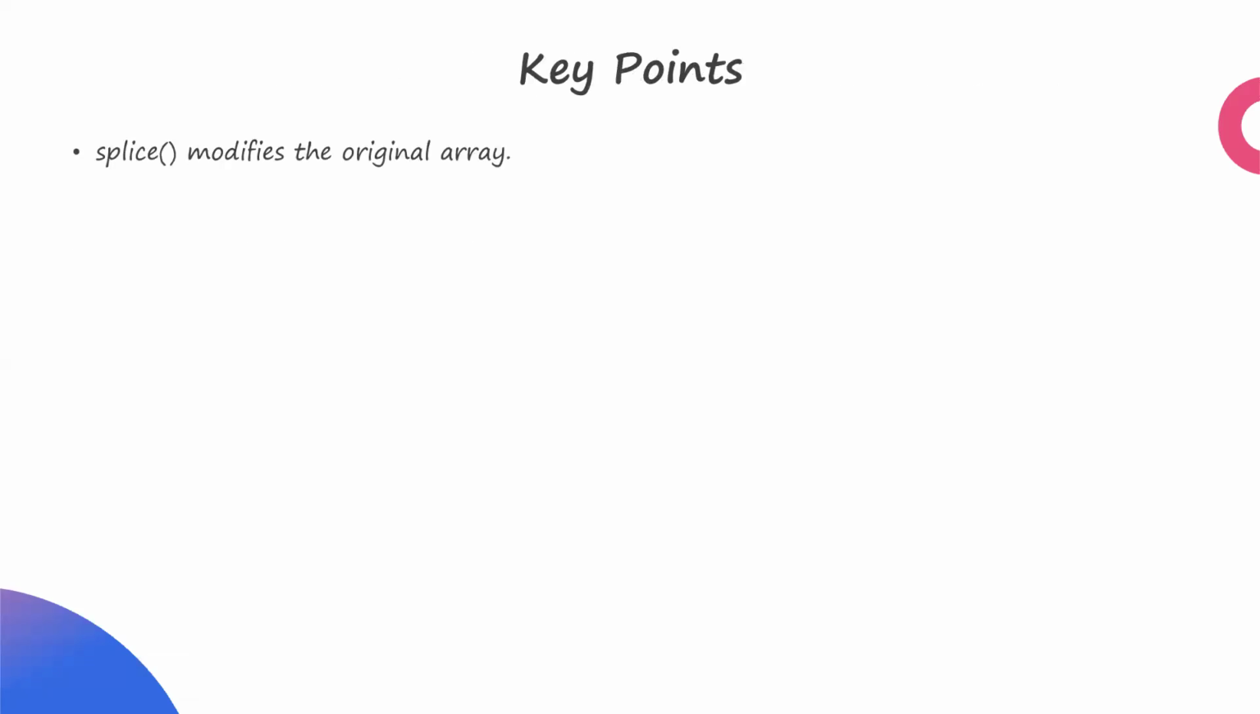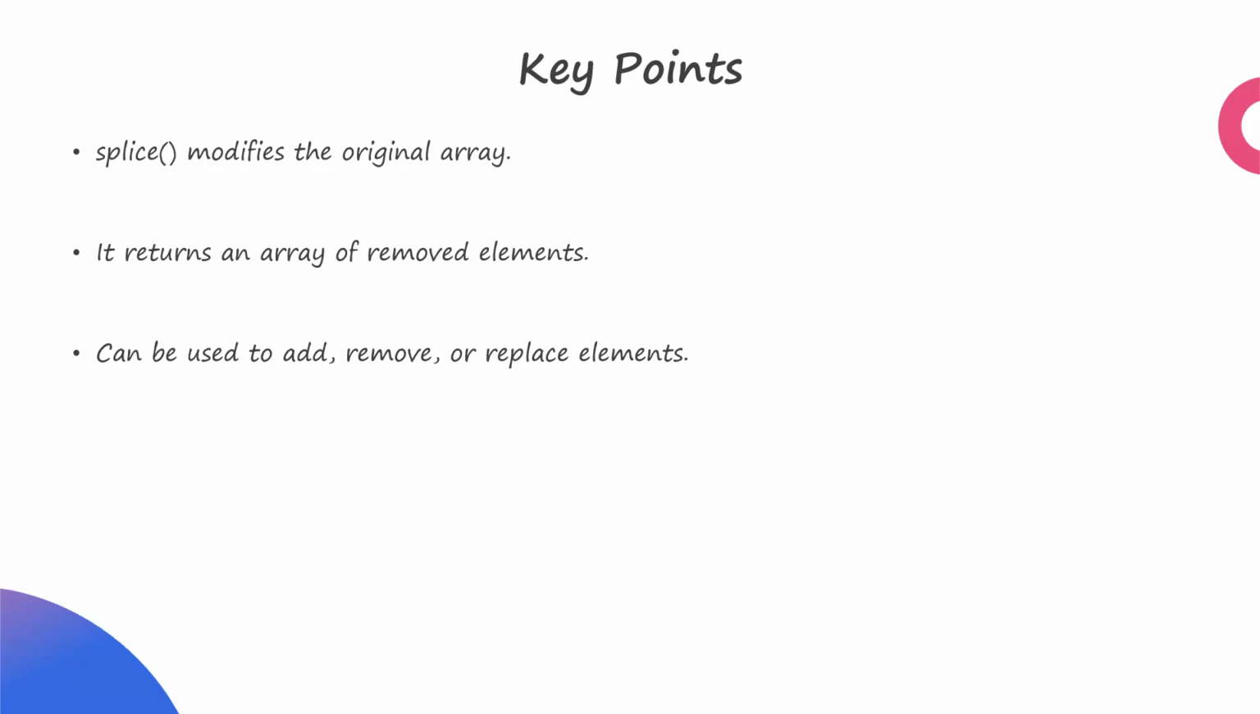So key points to note: splice modifies the original array. It returns an array of removed elements. But if the delete count is 0, it will return an empty array. It can also be used to add, remove, or replace elements. All right, so you have seen the examples here.